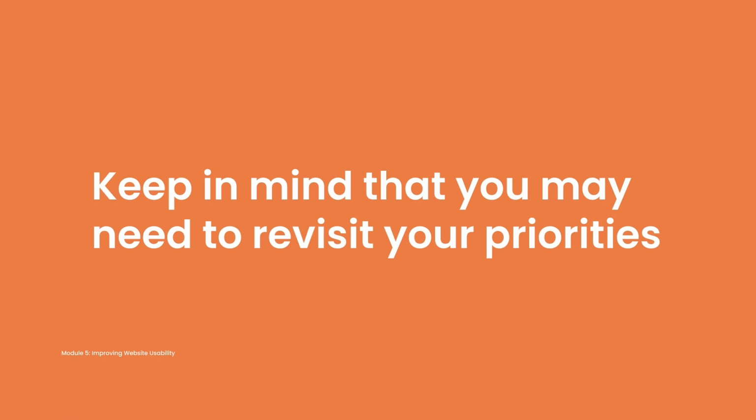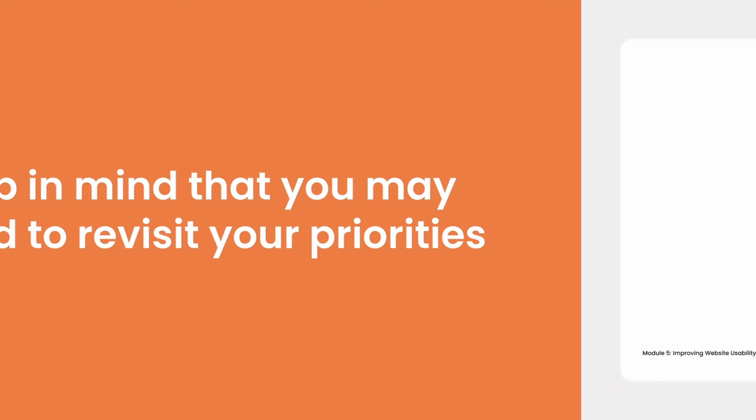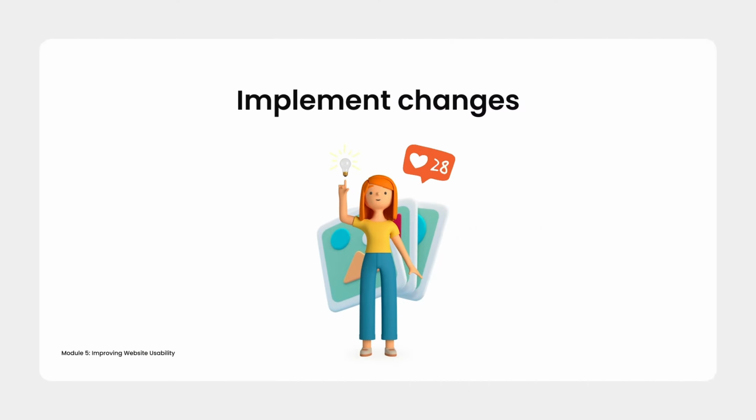Remember that you may need to revisit your priorities as you iterate. Some usability issues might become more pressing as your website or online store evolves. Stay flexible and adapt your action plan accordingly. Once you've identified new areas for improvement, develop data-driven strategies and implement changes, just as we discussed in previous lessons.